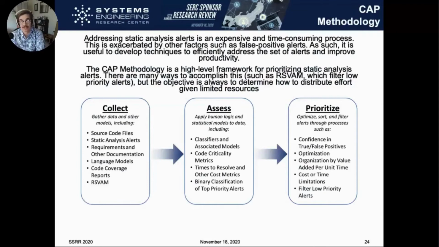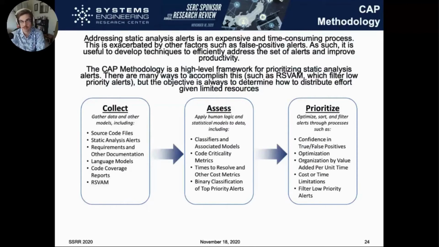So we wanted to develop a technique to help an organization effectively address the set of alerts and improve productivity overall. We came up with a high-level framework we call the CAP methodology, which stands for the three phases: collect, assess, and prioritize. Ultimately, the objective is to prioritize static analysis alerts so that you get the most value in the shortest amount of time. There are several ways to accomplish this.